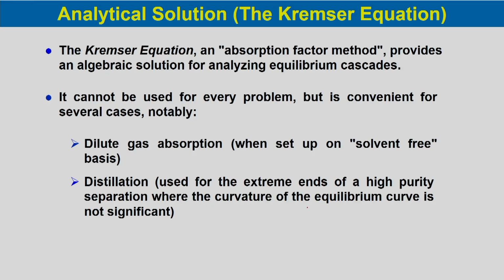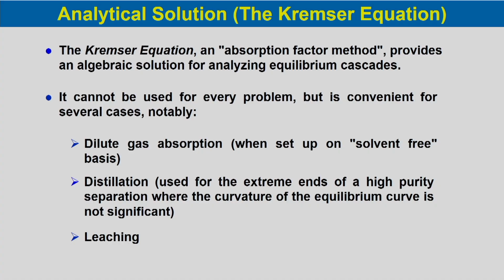In that case the equilibrium curve will also be a straight line, because there is no appreciable change in concentration. The third case is also leaching, where you have a very slow process of leaching out some valuable component. The process is very slow, or the solute material is present in very low quantity. So, we can use this Kremser equation.